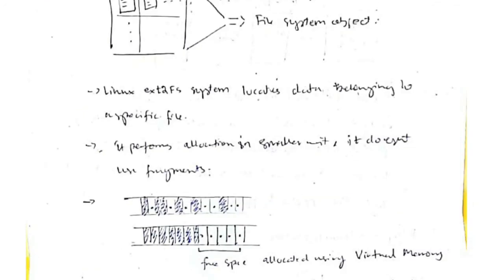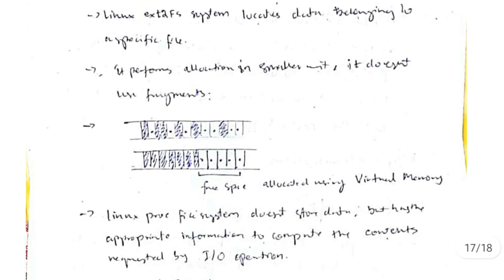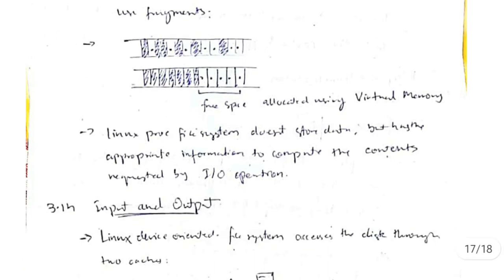There are many empty spaces here. Those empty spaces will be combined by the file system, and they will be allocated in a separate space, and that's the main task of the virtual memory. So file system uses the virtual memory to carry out this task. And Linux proc file system does not store the data, but it has information about what to do, means how to compute the contents required by the IO operation.